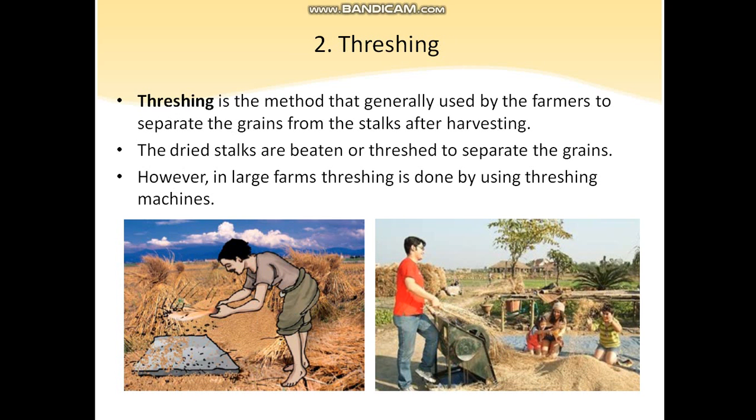The second process is threshing. Threshing is the method that is used by the farmers to separate the grains from the stalks. The dried stalks are beaten to separate the grains. However, in large farms, there is a machine known as a thresher. It is used to separate the grains from the stalks, and this process of separating the grains from the stalks is known as threshing.